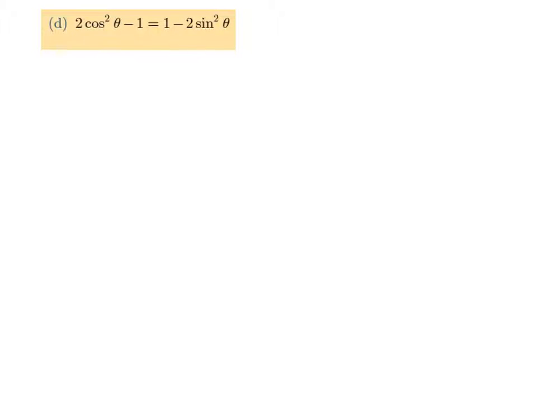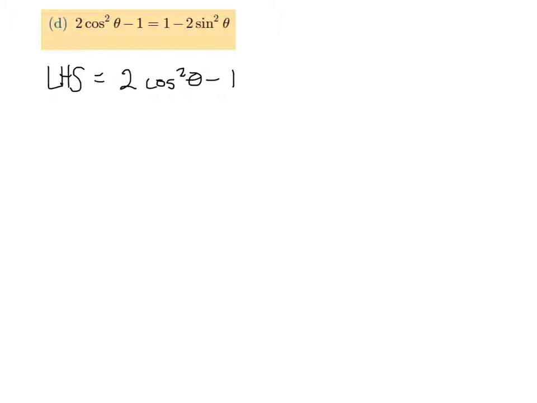Here are some questions that are similar to ones that might be found in a trigonometry test. The first one is a proof question. Now, all proof questions, we have to start with LHS, left-hand side, which is here 2 cos squared theta minus 1. Always have to start with the left-hand side to try and get to the right-hand side.